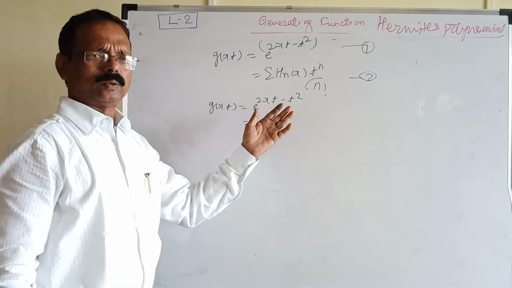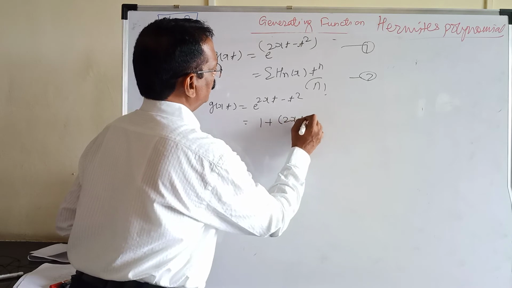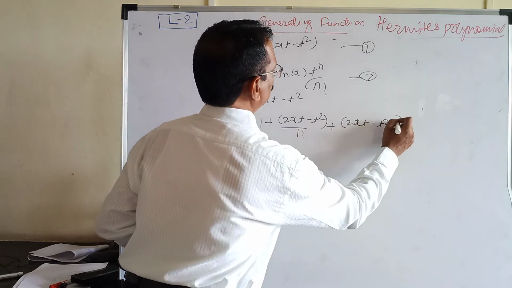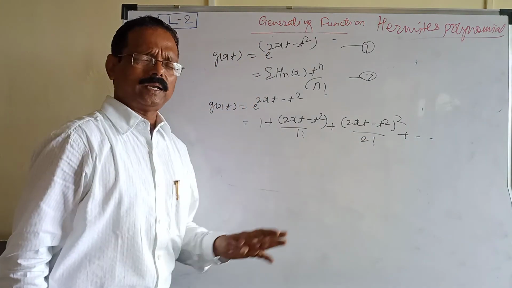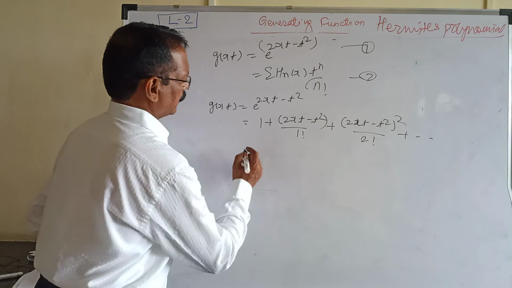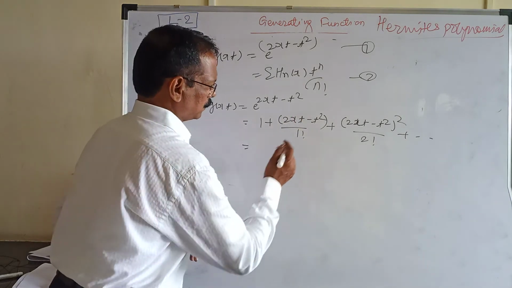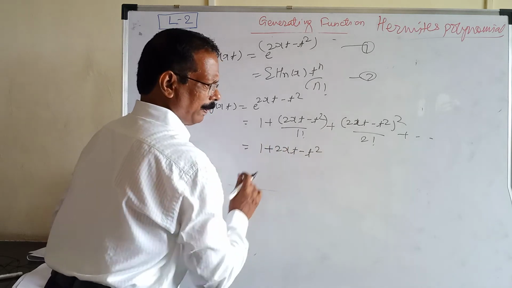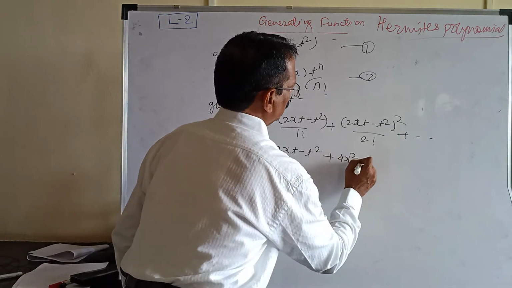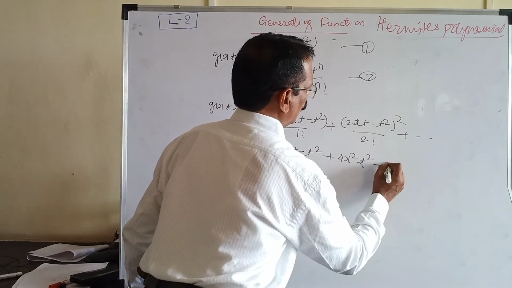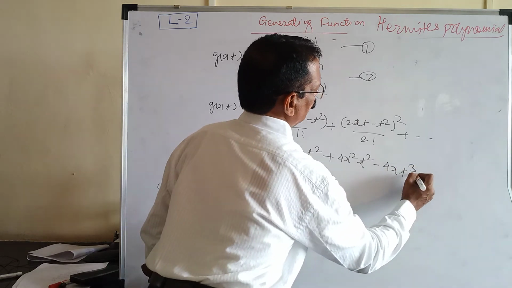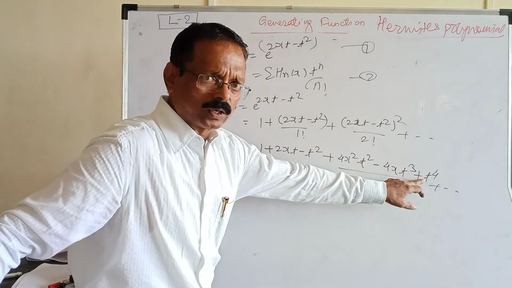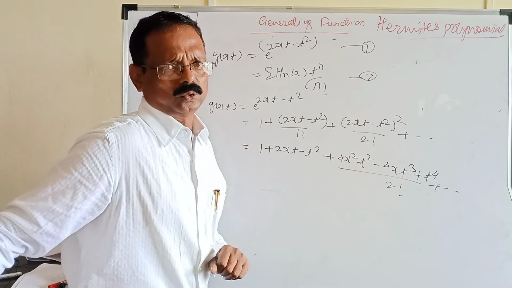Now expand this. e raised to something, we know, is 1 plus 2xt minus t square upon 1 factorial plus 2xt minus t square, whole square, upon 2 factorial plus so on. Leave the higher powers of t. We have to calculate the coefficient of t square and so on. First we expand this bracket: 1 plus 2xt minus t square upon 1 factorial, no change, plus 4x square t square minus 4x t cube plus t raised to 4 upon 2 factorial plus so on. Actually, we don't require the t cube and t raised to 4 terms. We only need to see the t square terms.